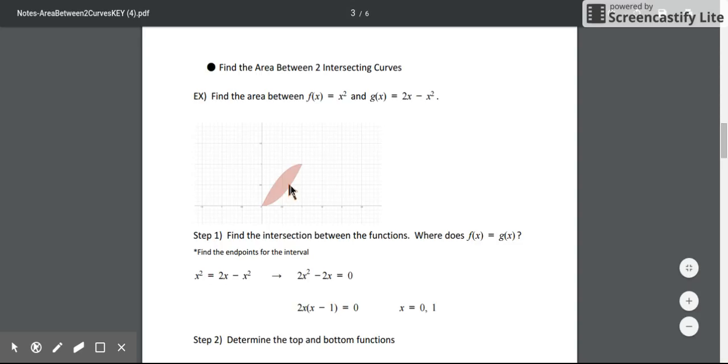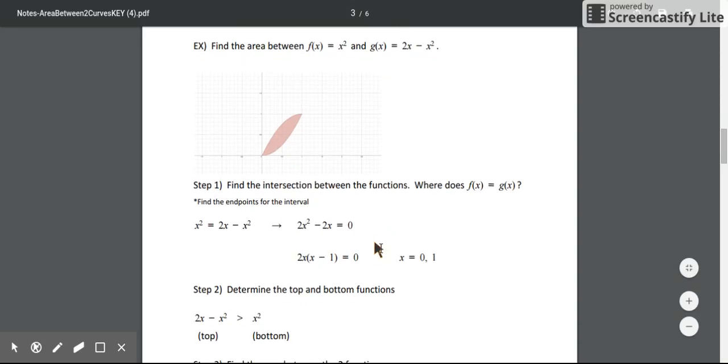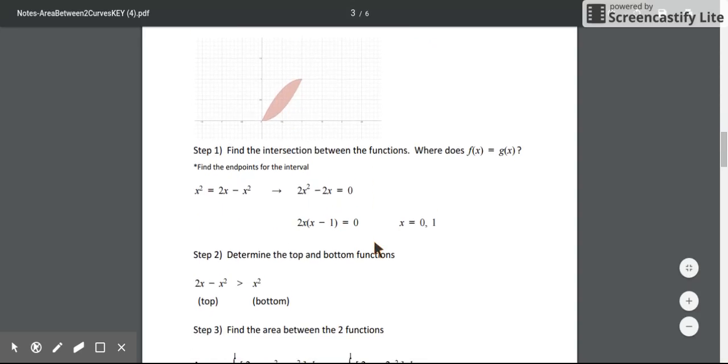So now that we have our boundaries, we've got our interval, we're going to integrate from 0 to 1. The second thing you want to do is figure out which function is the top function and which function is the bottom function. You can do that by plugging in a test value in this interval. If I plug in any value in between 0 and 1, I should be able to tell which function gives me a bigger value and which gives me a smaller value, and that'll tell me which one is on top and which one is on the bottom.